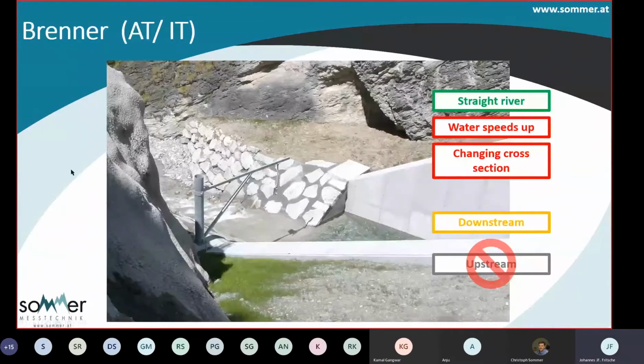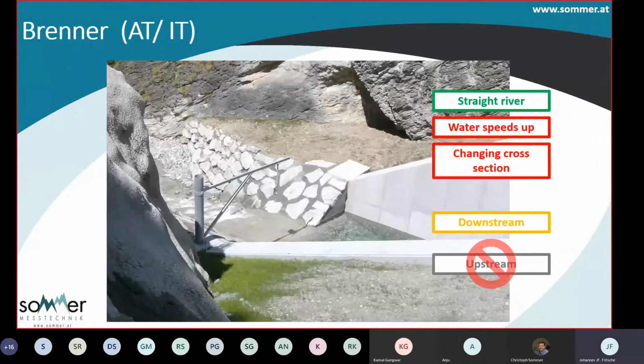So here we have a technical channel that is built for the base tunnel that is currently being constructed at the Brenner in Austria. So you can see here a basin of water that is collected in the tunnel walls, and you can see the sensor here mounted on a cross arm on the river, looking downstream.